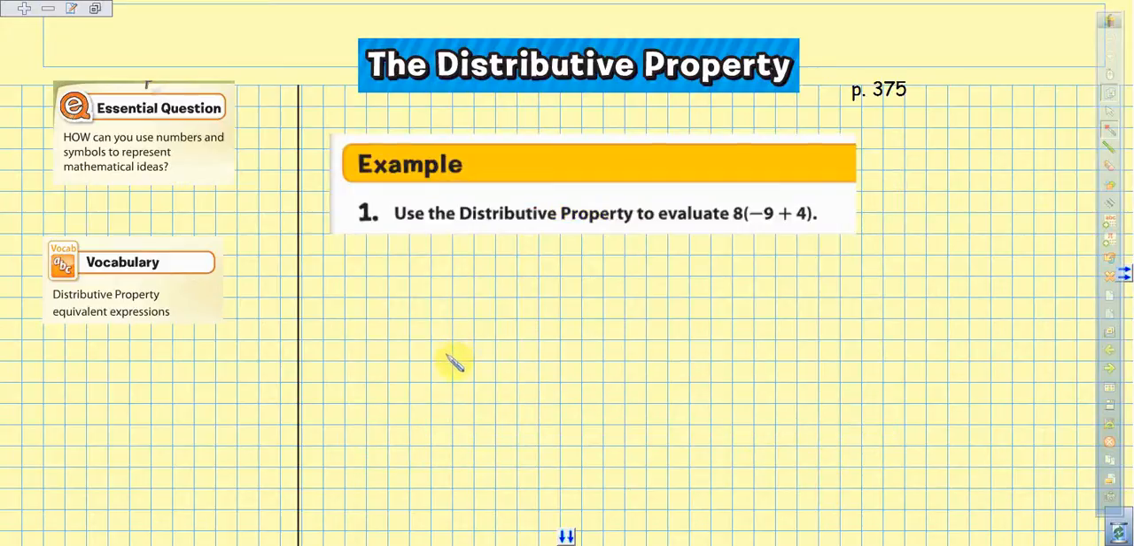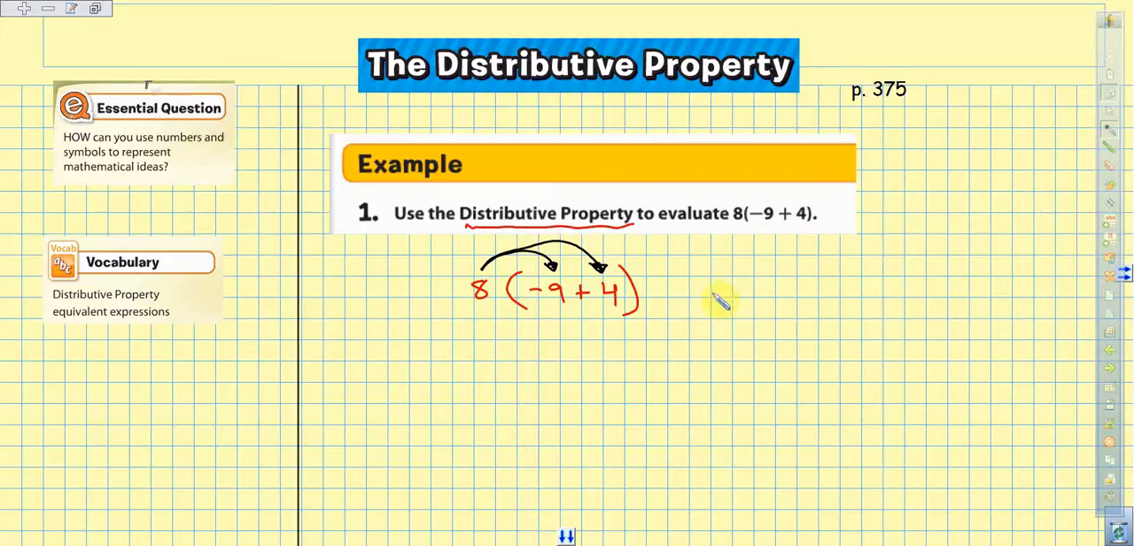Okay, so let's take a look at using the distributive property to solve, or evaluate, 8 times the quantity negative 9 plus 4. They want you to use the distributive property here. That's the main thing. So you have your 8, and we have a negative 9 plus 4. Well, what does that mean? That means we're going to take our 8 and multiply it by a negative 9, and we have our 8 and we're going to multiply it to a 4.